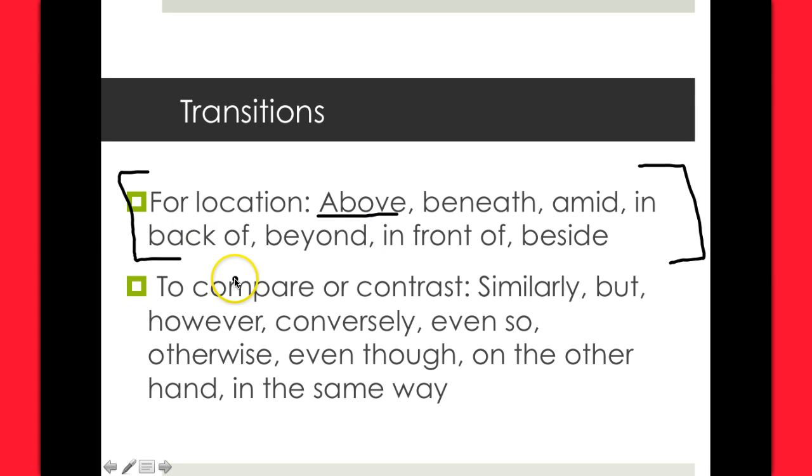If you're comparing or contrasting two different things, here are some words that you can use, and I'm going to give you a handout of all these words, so if you're taking notes, you don't have to write these down. So: similarly, but, however, conversely, even so, otherwise, even though, on the other hand, in the same way. And so you're moving from one paragraph to the next by using these kinds of words.